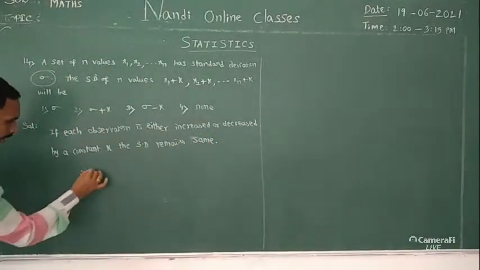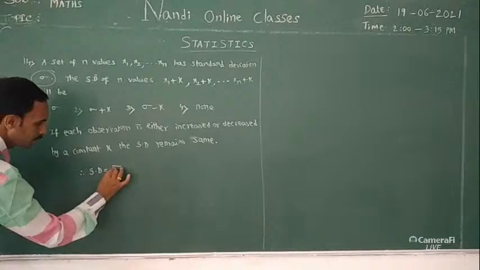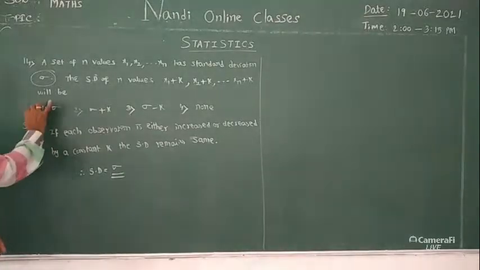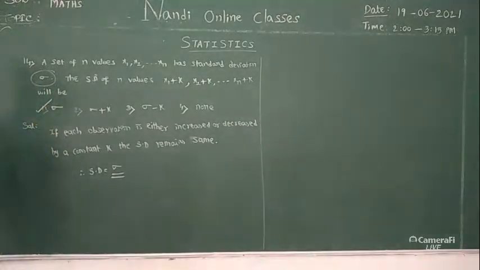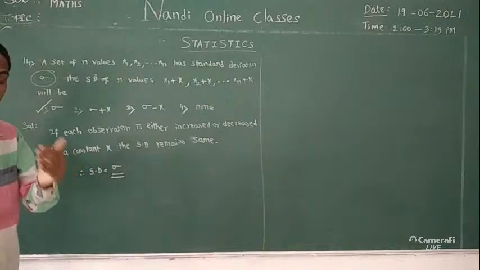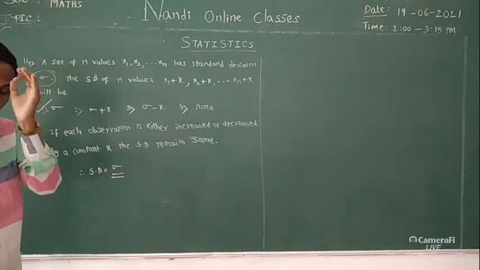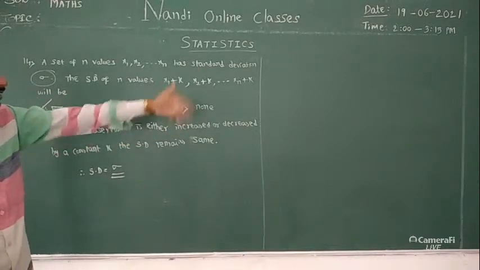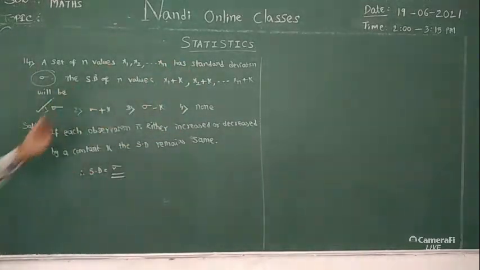Therefore, standard deviation is equal to sigma only, because the given standard deviation is sigma, so the new standard deviation is also sigma only. So the first option holds. If you add, if you subtract, standard deviation never changes. See, first write this one.